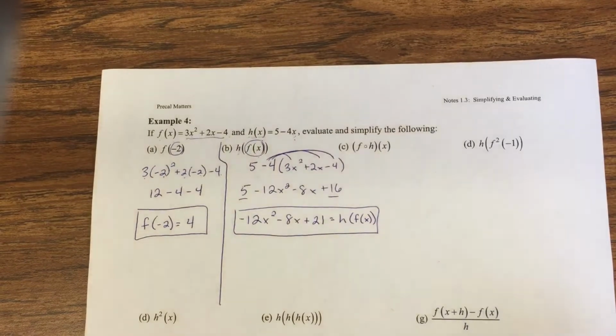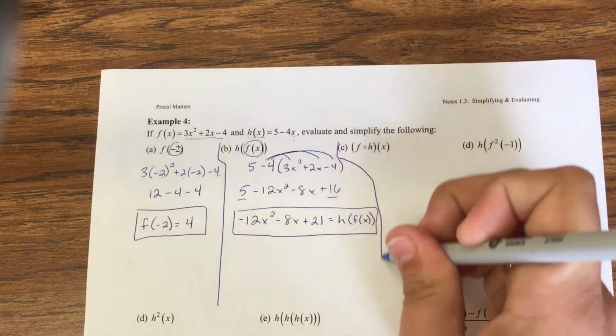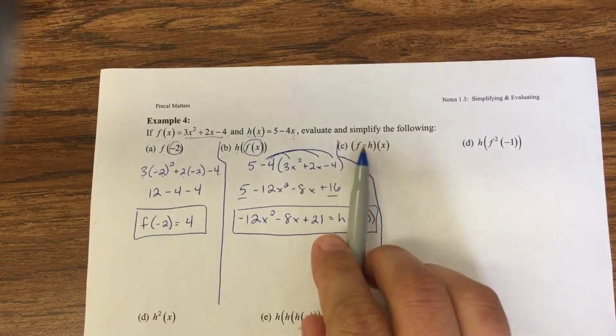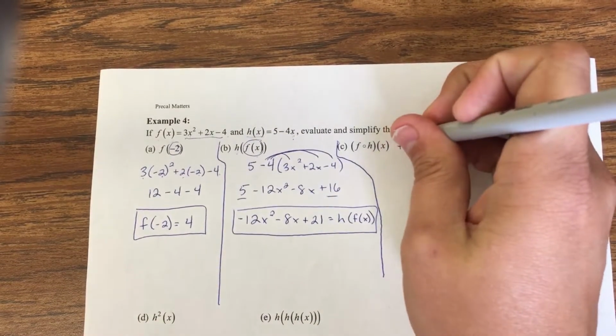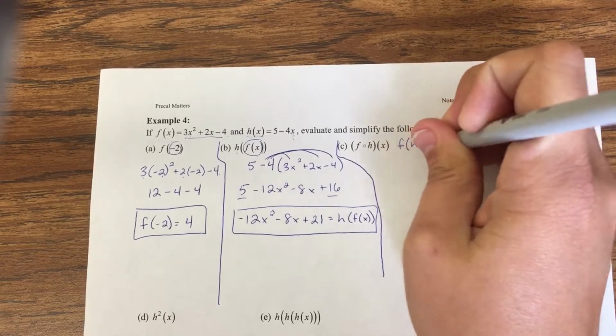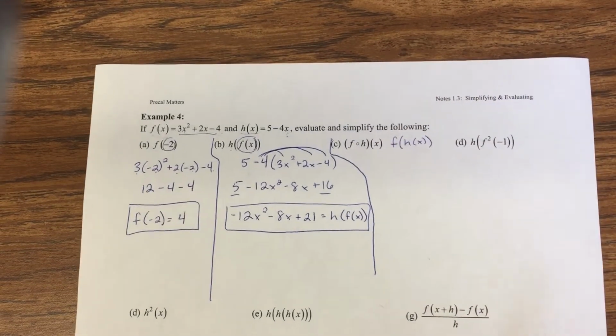That's all there is to it. You just plug it in, simplify it down a little bit. This notation, this f and then this small circle, it's the same thing. This means f of h of x. You'll just see it written in a different way. It's the same exact thing though.